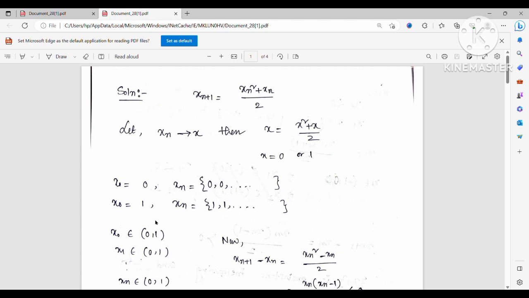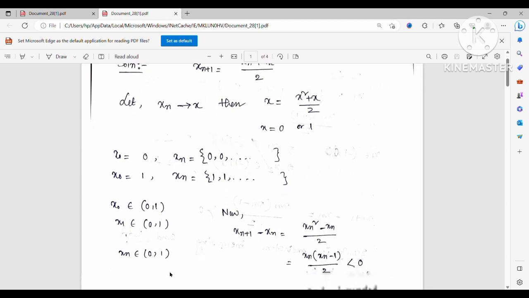Now assume that x0 belongs to the open interval 0, 1, then definitely x1 also belongs to 0, 1, because 0 less than x0 less than 1. This implies that 0 less than x0 square plus x0 by 2 less than 1. So definitely it will imply that x1 is less than 1 and also x1 is greater than 0. Similarly for every n, xn belongs to the open interval 0, 1.